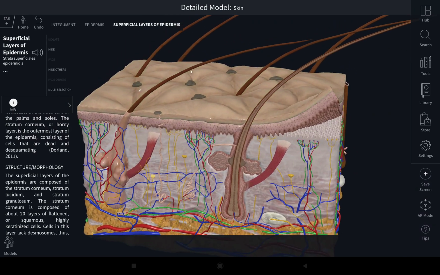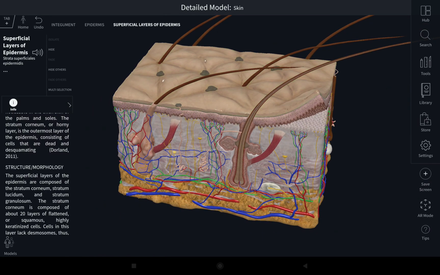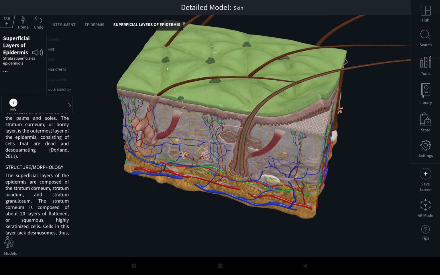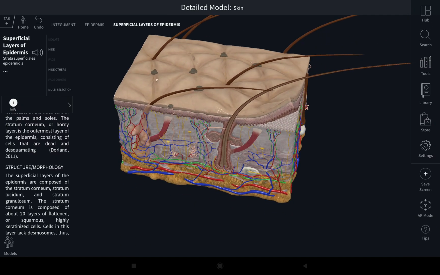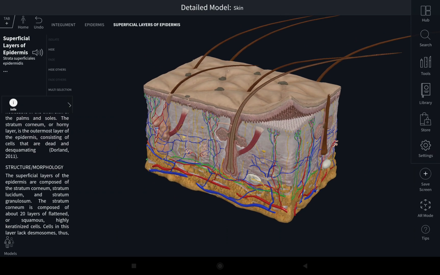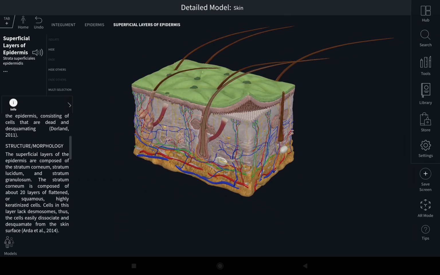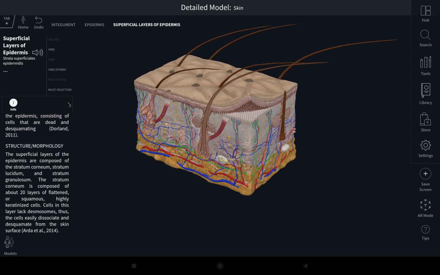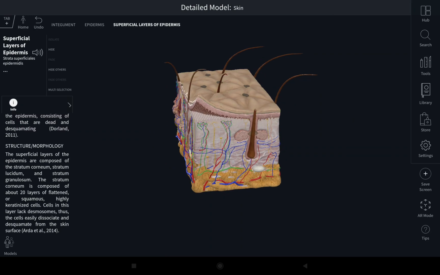The superficial layers of the epidermis, as we see here, representing the green structure, indicate the superficial layer of the epidermis. It is composed of stratum corneum, stratum lucidum, and stratum granulosum. The stratum corneum is composed of about 20 layers of flattened or squamous, highly keratinized cells, and cells in the layer lack desmosomes. Thus, the cells easily dissociate and desquamate from the skin surface.